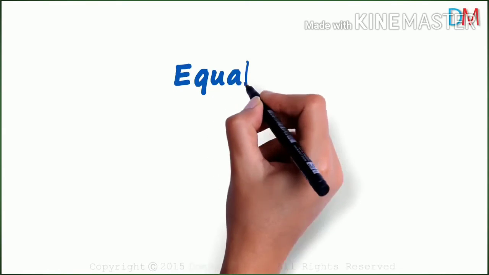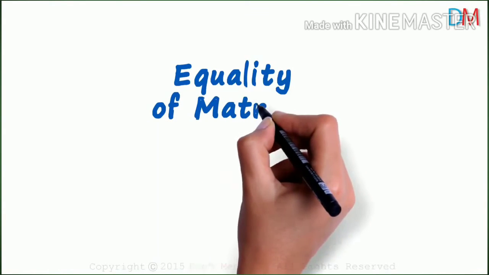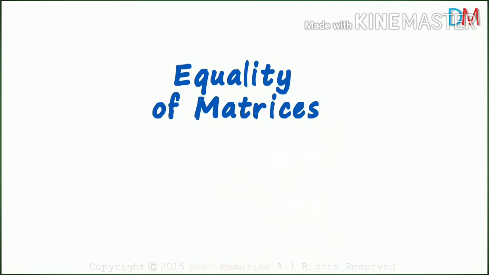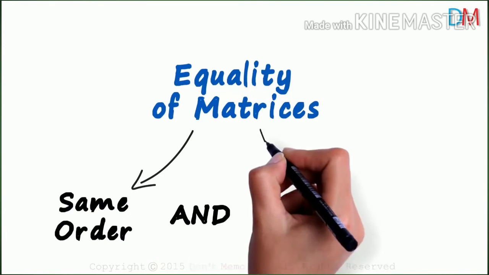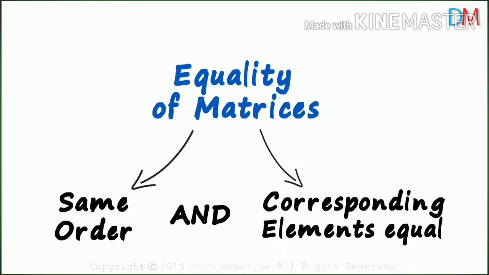How do we understand equality of matrices? When can we say that 2 matrices are equal? For 2 matrices to be equal, there are just 2 conditions which need to be satisfied. First, both should be of the same order, and the corresponding elements must be equal.